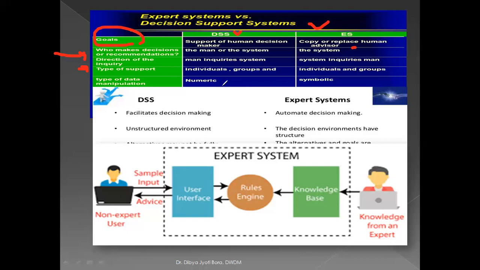Then types of support: DSS, individual and groups. Then in the case of ES, it's okay. Then type of data manipulation: numeric in the case of DSS, and in the case of ES, it is symbolic.